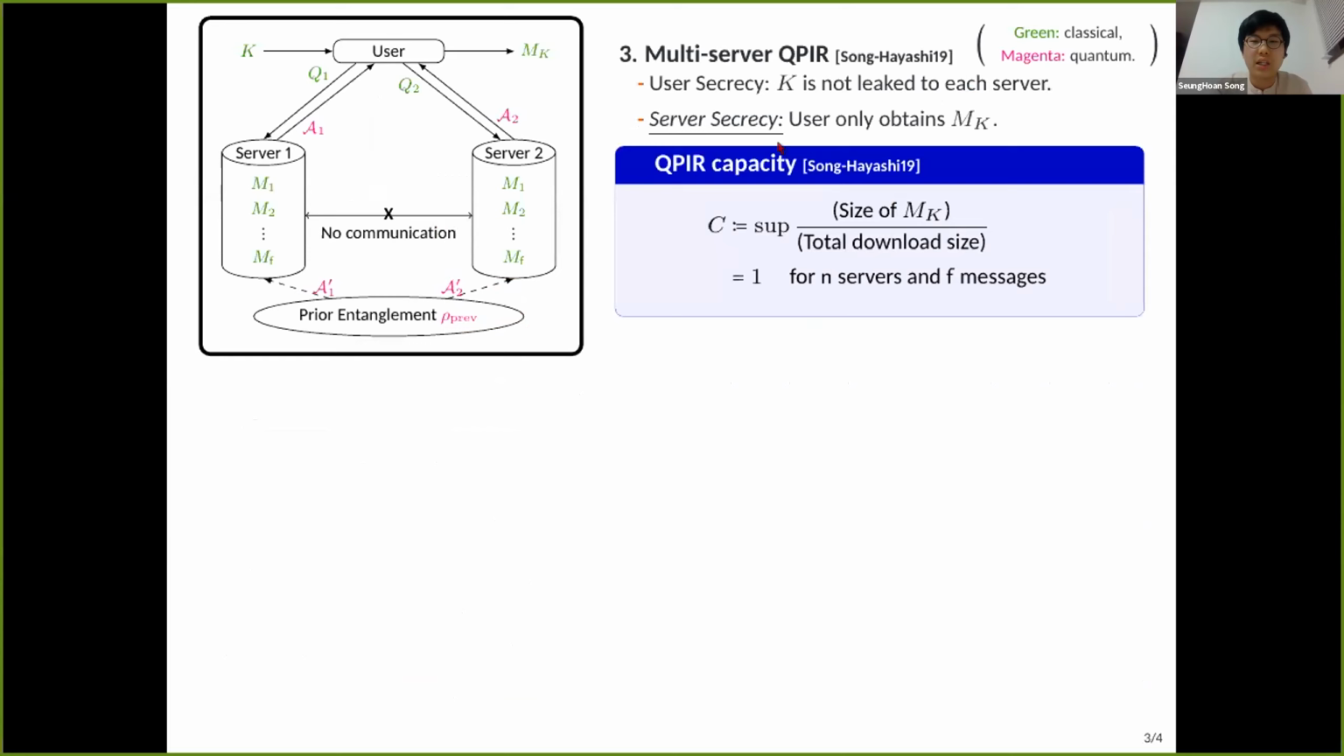And in last year's result, we extended this result to the quantum version. In the figure, the green ones are classical and the magenta is quantum. We assume that the servers have classical messages and the user sends classical queries, but downloads quantum answers. We also assume that the servers share some prior entanglement. We also consider another secrecy called server secrecy. It means that the user only obtains MK, but no other information in the server. And we derived that the PIR capacity is exactly equal to 1.